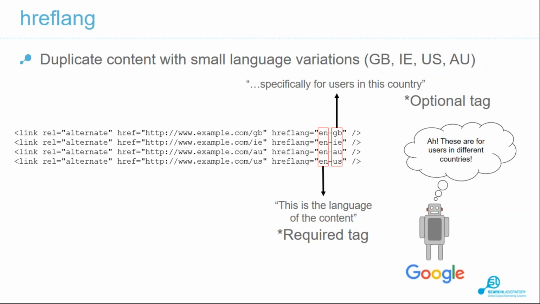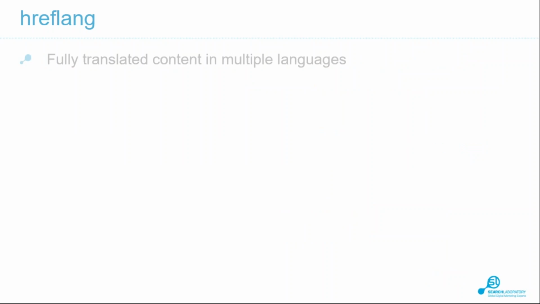So we have to use this optional country tag. Now this is only required when all your content or when some of your content is duplicated in terms of the same language. In this case it's necessary. We need to say to Google this content is for users in this specific country. Simply stating that it's in English is not always going to be enough.